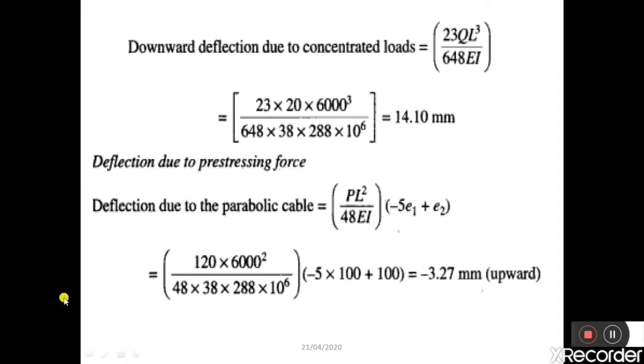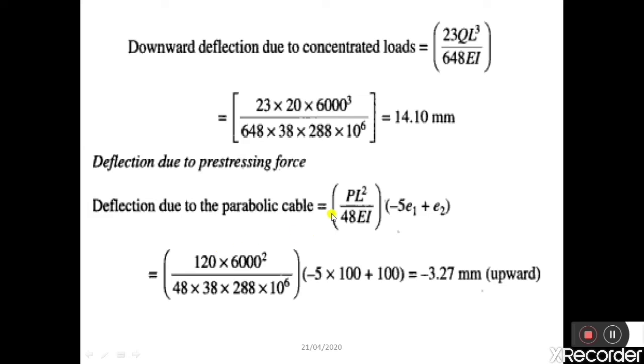So we need to calculate the deflection due to both the cables. First, let us consider deflection due to parabolic cable. It is a parabolic cable which has two eccentricities. One eccentricity at the midspan, that is E1, and the second eccentricity is at the supports, that is E2. So E1 is the midspan eccentricity, E2 is the support eccentricity. So this is the equation we have for a parabolic cable with two different eccentricities.